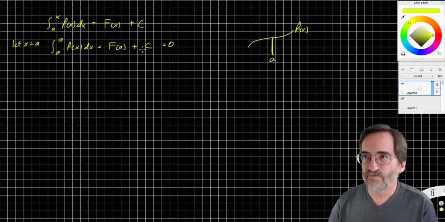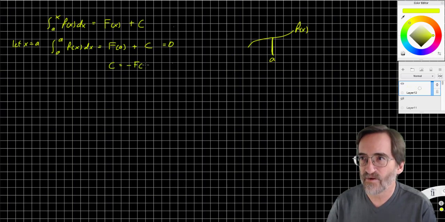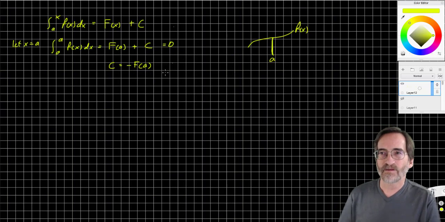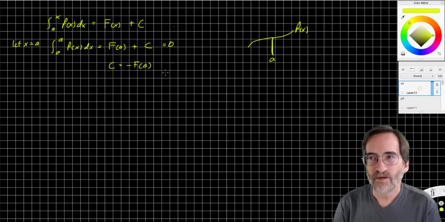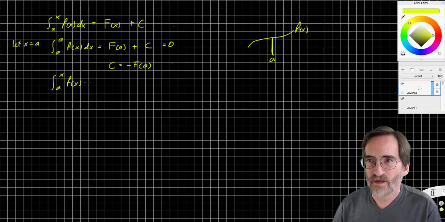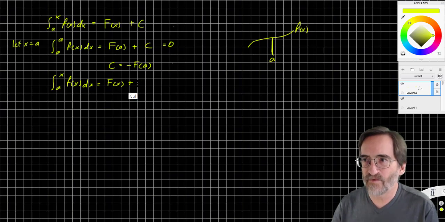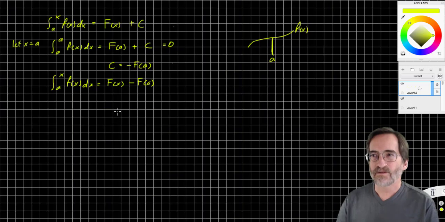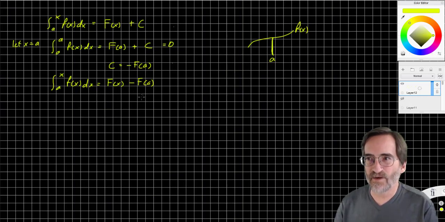Well, let's solve this for c. We can see, hopefully, that c is negative F of a. Now let's rewrite the original expression. The integral from a to x of f of x dx equals F of x plus negative F of a, or minus F of a. So that c has to do with the F of a.